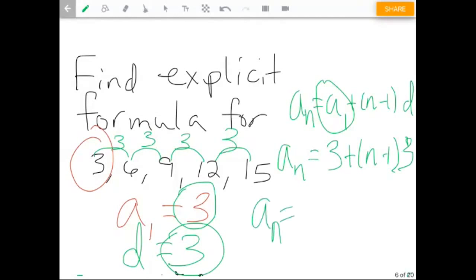You can always simplify it. You can distribute this 3, so you'd have 3 plus 3n minus 3. If you simplify that, the 3's cancel, so the formula would just be 3n.